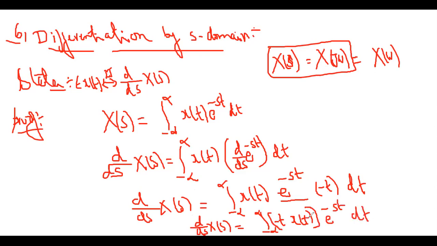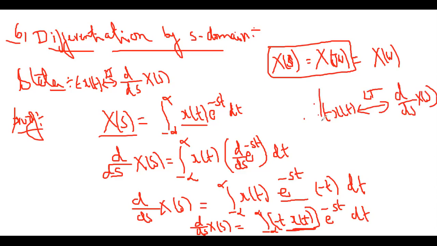Now you can see here, for x of t, apply the Laplace transformation and we get X(s). Similarly, you can apply the Laplace transformation of t into x of t. Therefore, for t into x of t, the Laplace transformation is, by pair, minus d by ds of X(s). Laplace transformation pairs: t into x of t, and the d by ds of X(s), the frequency term.